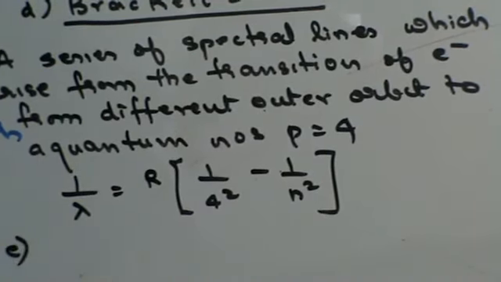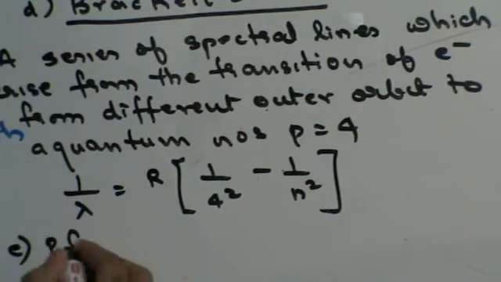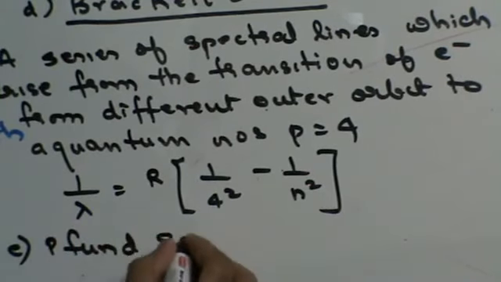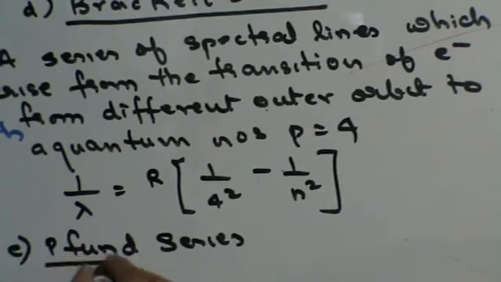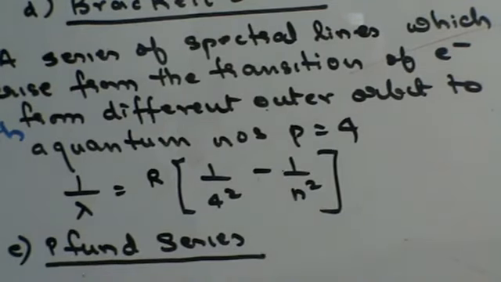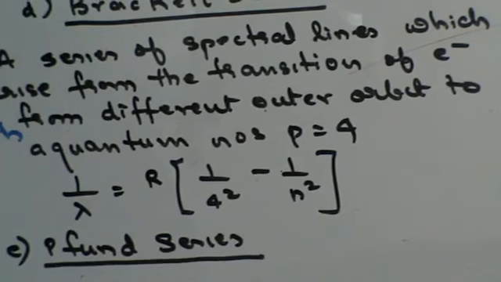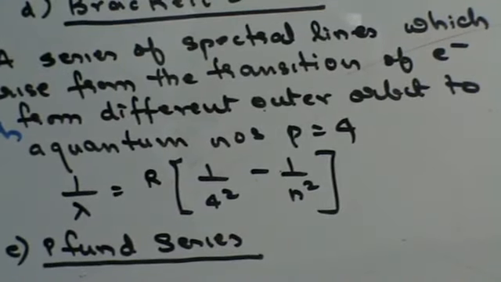Next, Pfund series. Right, what is Pfund series? It is a series of spectral lines which arise from the transition of electrons from different outermost orbits to a quantum number p is equal to 5.